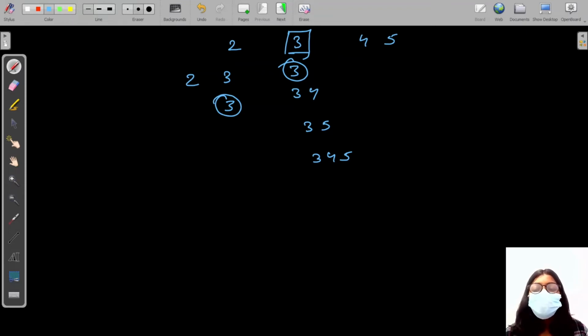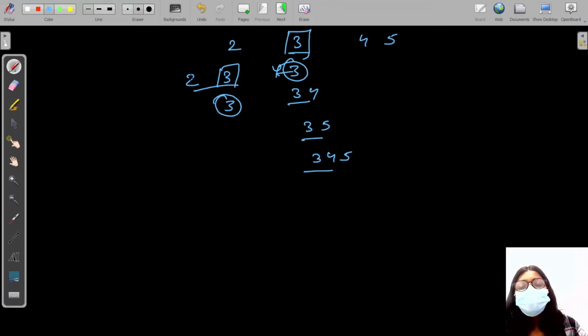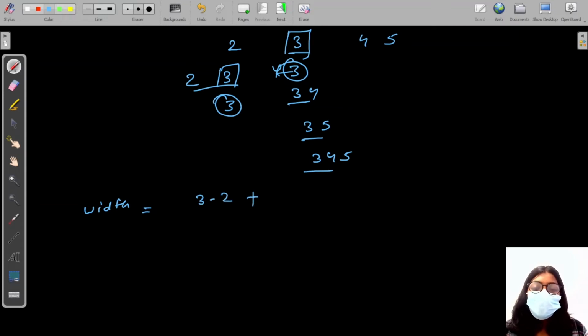All right. Okay, so here, let's see. Here it is behaving as a max. It's behaving as a min here. Sorry, not in this. Behaving as a min here, behaving as a min here, behaving as a min here. So if I discuss my width, the width including 3, it is going to be equal to what? 3 minus 2 plus 4 minus 3 plus 5 minus 3 plus 5 minus 3.